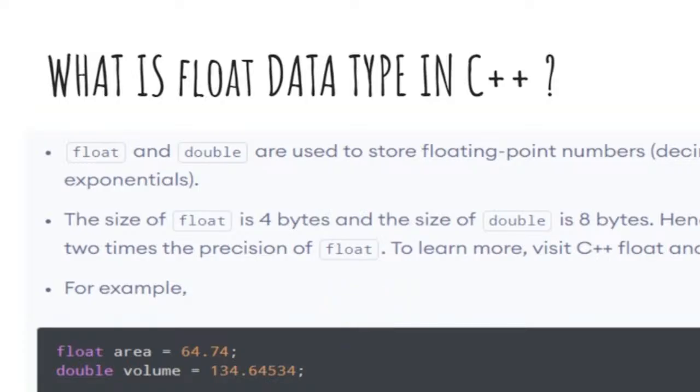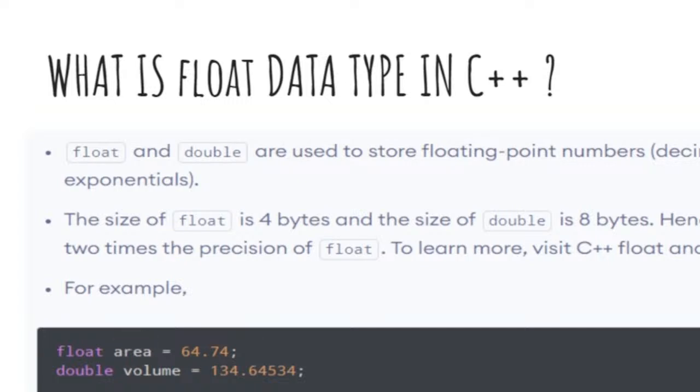We can also use these two data types for exponentials. I'll show you one more example how to use them for exponentials. So here as you can see, double distance is equals to 45e12. Now let me explain this line of code. Here we are having a variable called distance. The name of the variable is distance.